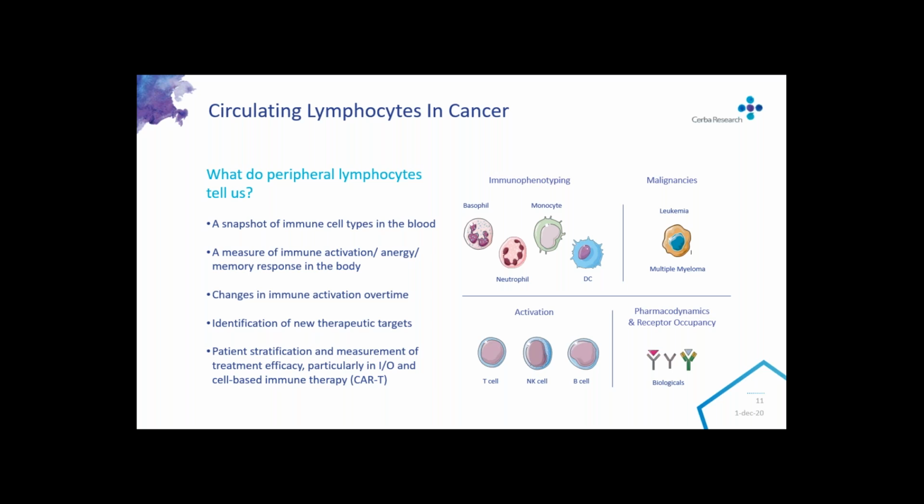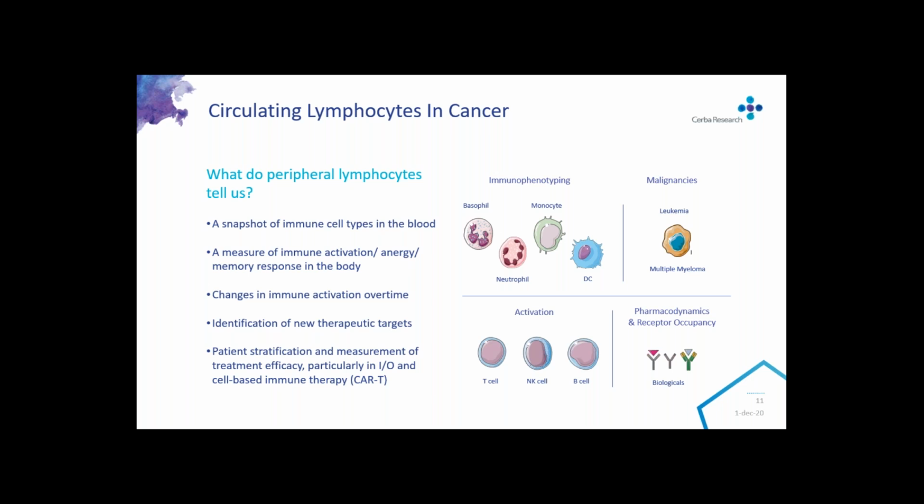It gives us a snapshot of the immune cell types that are in the blood. It also gives us a measurement of how well the immune system is activated, whether the immune system has become allergic or tolerant to the tumor, and whether we were able to induce a memory response, such as in the case of using immune checkpoint therapy or engineered CAR T cells. Changes in activation over time are also important. This is especially important for prognosis.